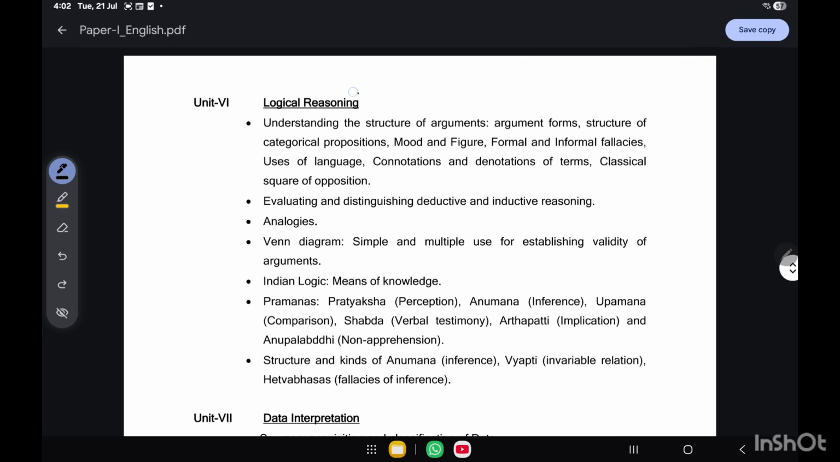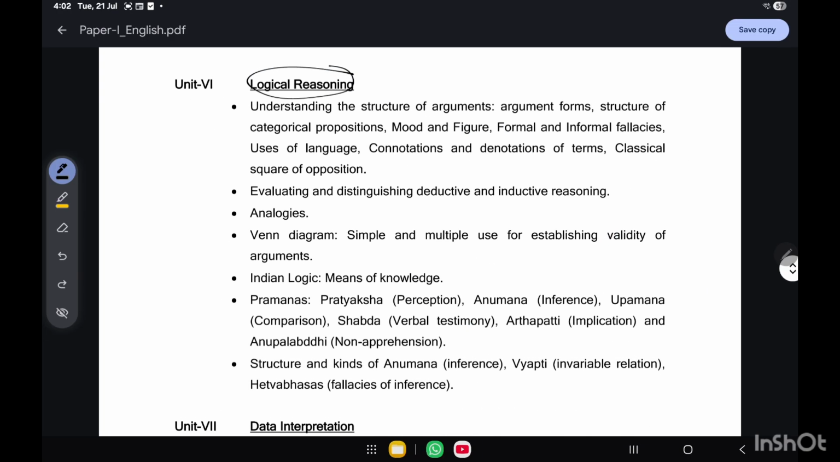Similarly in unit 6 there is logical reasoning. So you have to study about some argument forms, the mode and figures, formal and informal fallacies, the uses of language, connotations and denotations, like that classical square of opposition. So don't have to worry.